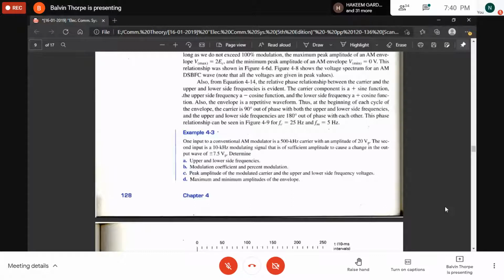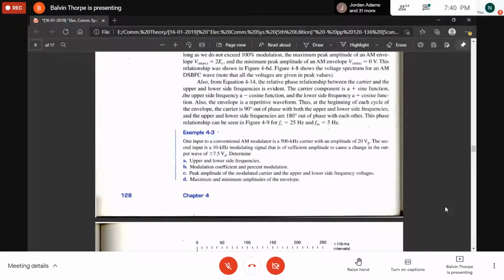7.5 over 20. Nobody yet? 0.375. So that's the modulation index or the modulation coefficient. And what's the percent modulation? 37.5. Absolutely.